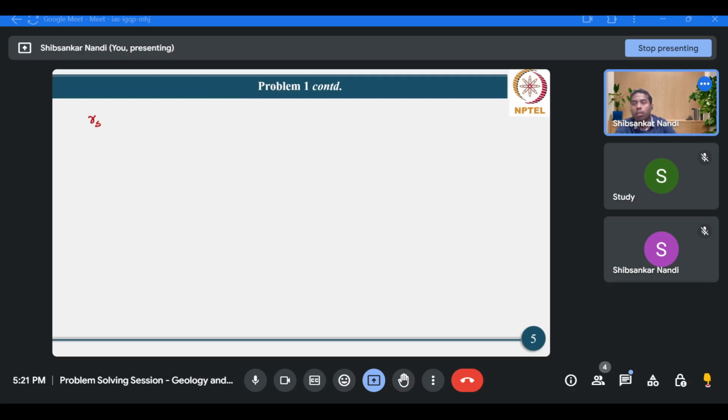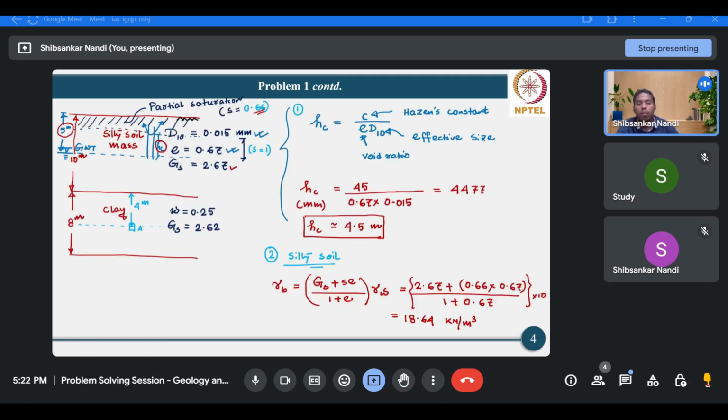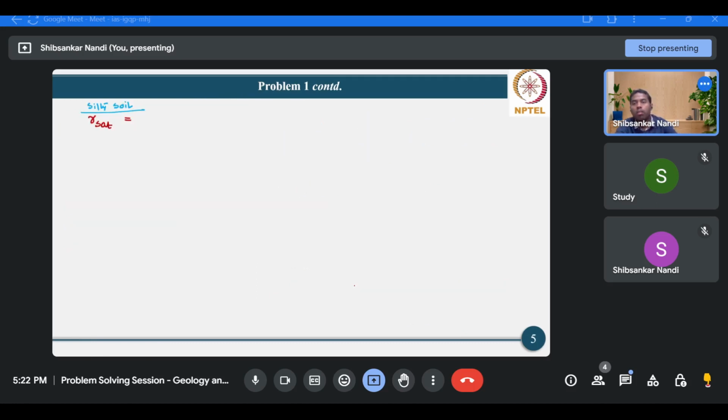Now we'll calculate the saturated unit weight for the silty soil mass. So again, we are calculating for the silty soil. So saturated unit weight, it would be simply (Gs plus e) by (1 plus e), because here S becomes 1. So (2.67 plus 0.67) divided by (1 plus 0.67) multiplied by 10. So if you calculate, the value would become 20 kilonewton per meter cube.